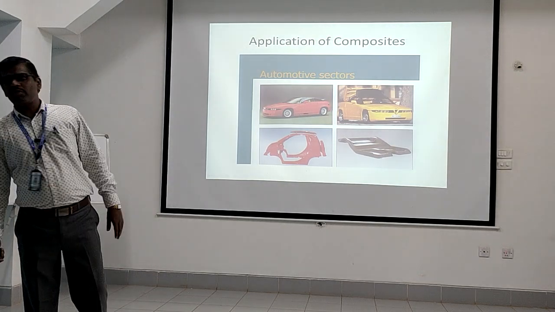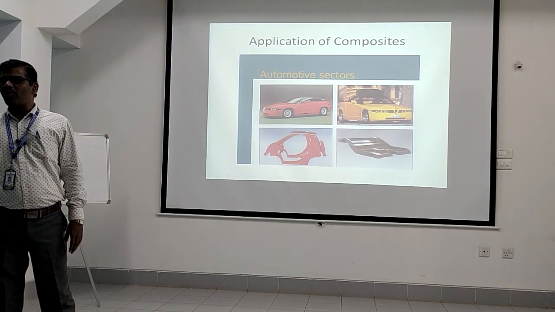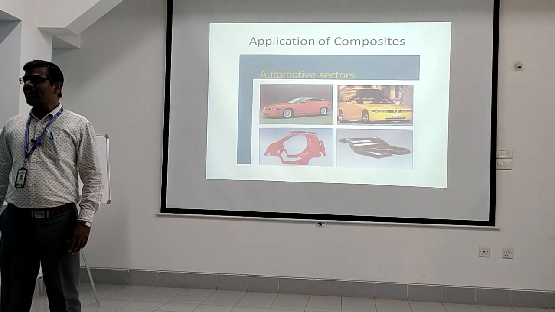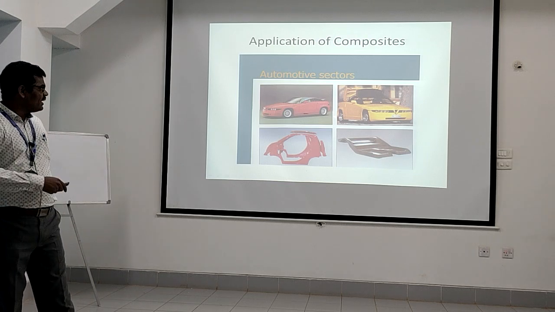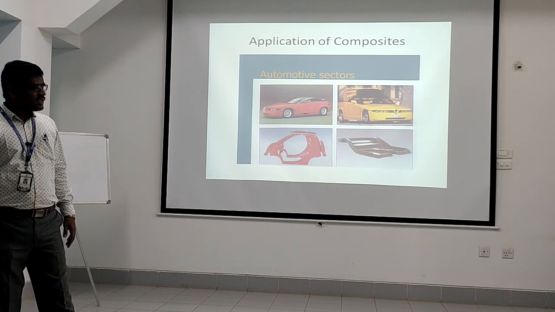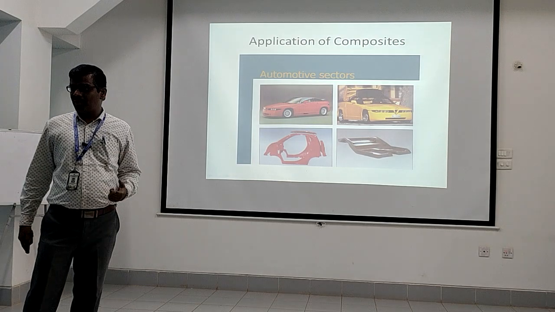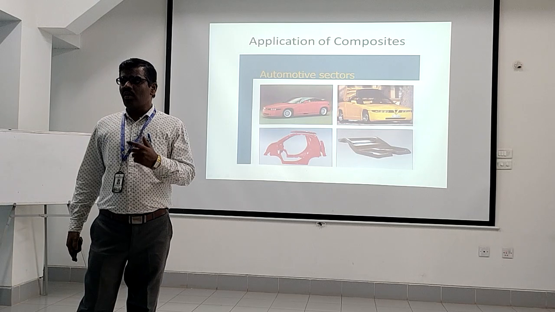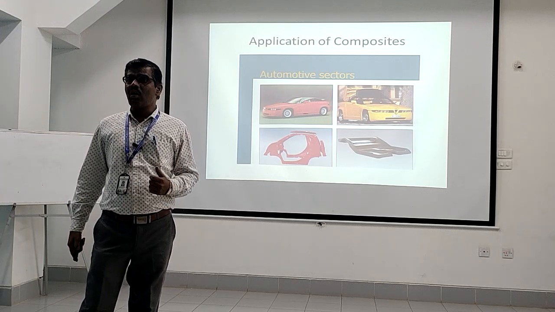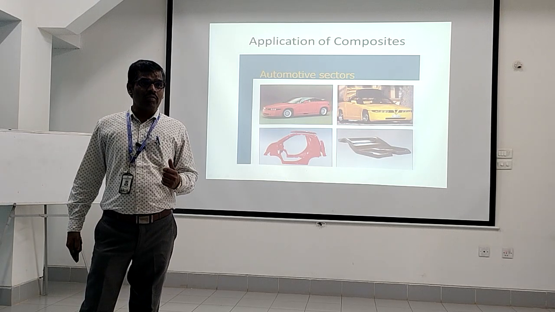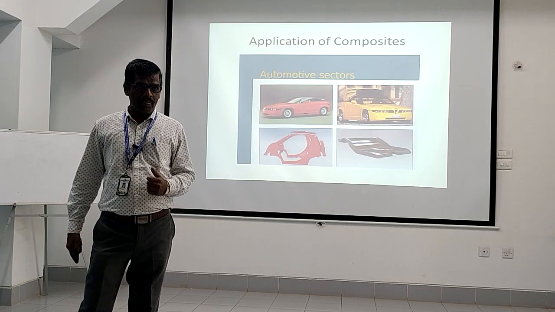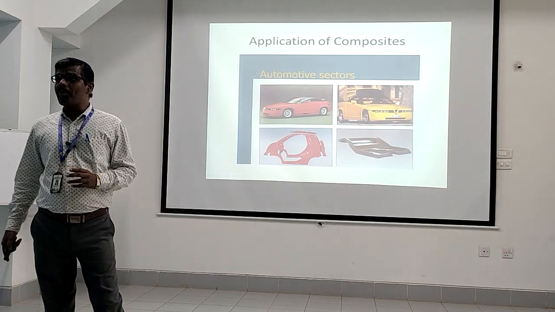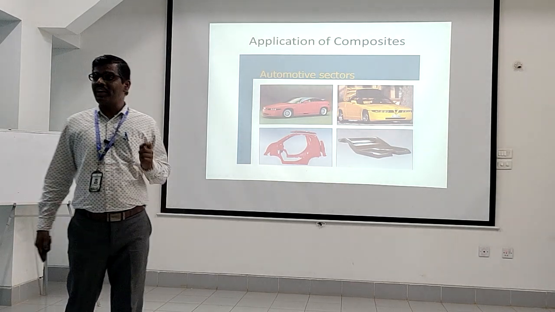Next, I will move to the application of composites. Application of composites in the automotive sector, particularly in cars. You can see it here. You can see in the image that the outer structure of the car, the windows, rear glass, front glass, and window glasses are made up of carbon fiber reinforced composite materials. For example, bulletproof windows are made up of polycarbonate composite materials.